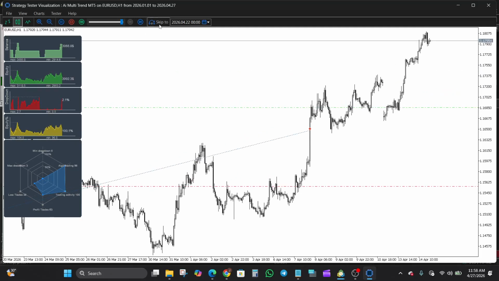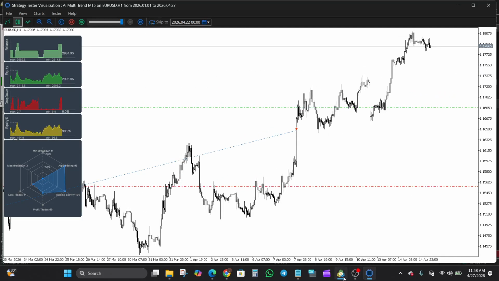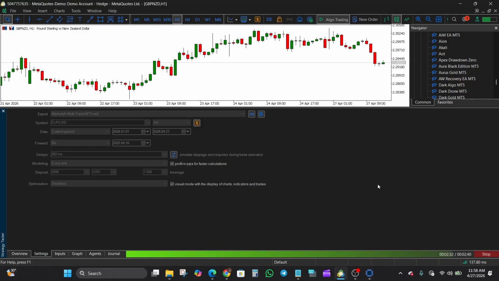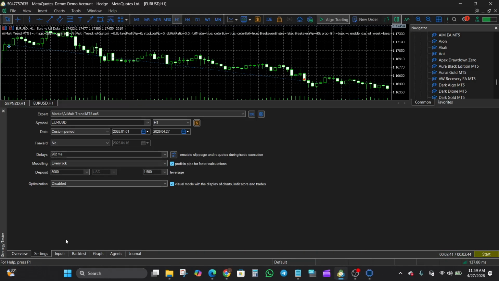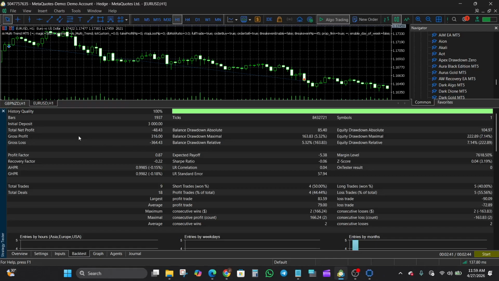So we are just going to be skipping to the end of this backtest so that we can analyze the results together. We are just going to wait a few seconds now and the results will be out. Okay, so here we go. We can see that from an initial deposit of 3,000 US dollars, the total net profit was negative 48.43. There were a total of 9 trades, and 4 trades were short, 50% win rate.